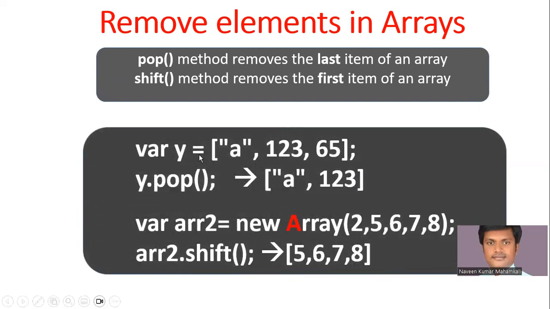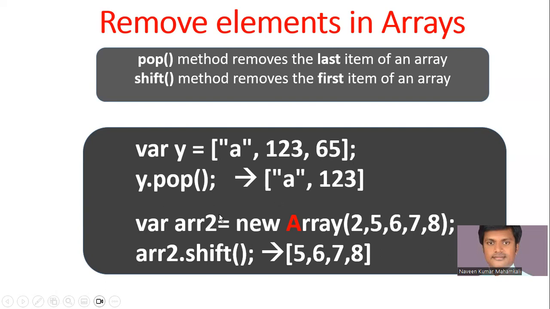You can see here the array y has been created initially with 3 elements. I call the function y.pop. As a result, you can see the last element 65 has been removed from the array, and hence you can see the length of the array is 2 now after removing the element 65.